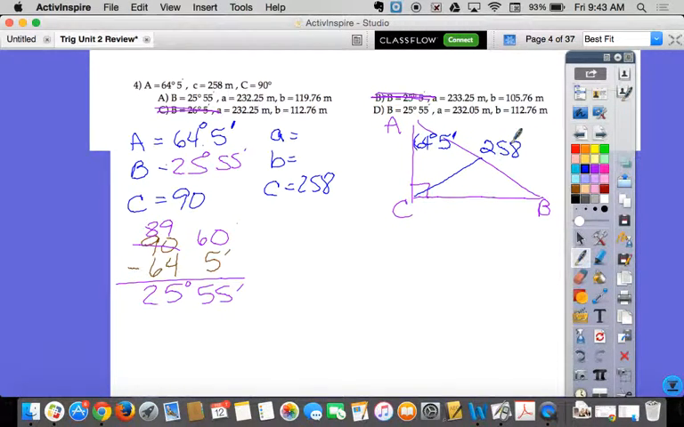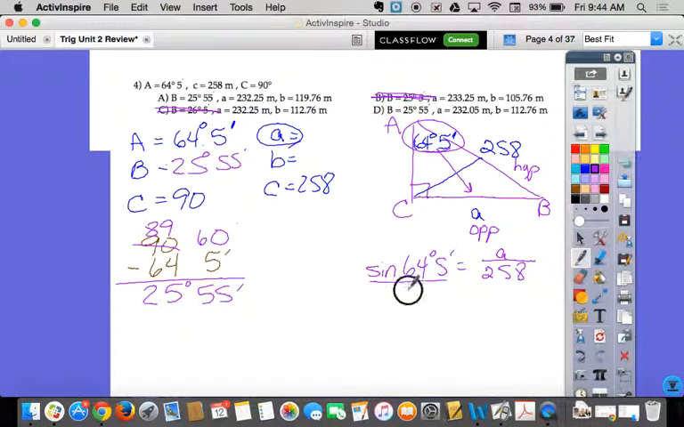Now, I just tend to go in ABC order, just to do the same thing every time. If I need little a, got to think about it. This is my angle. Opposite of that, well, obviously opposite, this is hypotenuse. So opposite and hypotenuse is sine of my angle is a over 258. Put that over 1, and let's cross multiply. A equals 258 sine 64 degrees 5 minutes. Now this is lovely.